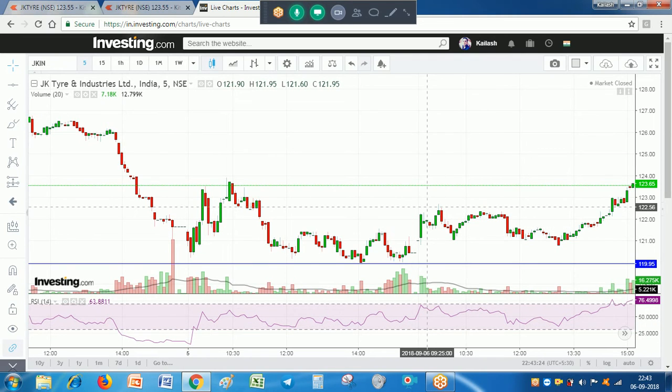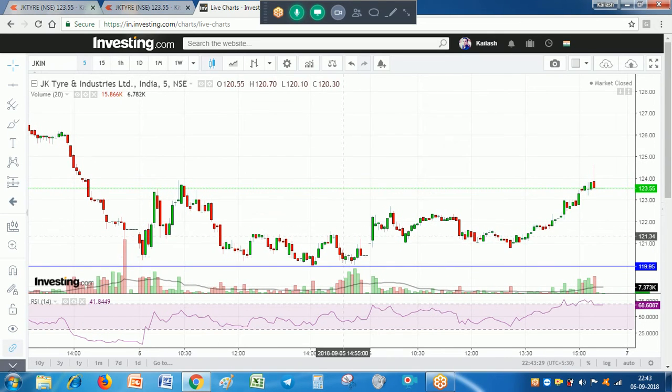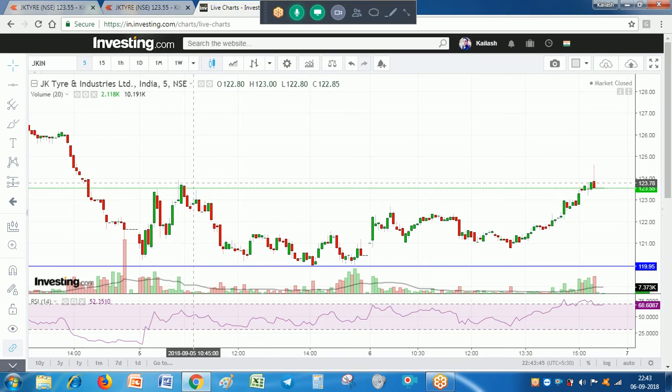So one would have bought in the range, above this level, anywhere in this range. Okay, keeping a stop loss of 120 level and expecting an immediate target of 123, because the stock reversed from this level, friends. Yesterday the stock fell from that level, so that level would act as a small resistance for the stock. If the stock manages to cross that level, then we can expect the next level, friends. The next level is 125, 126.